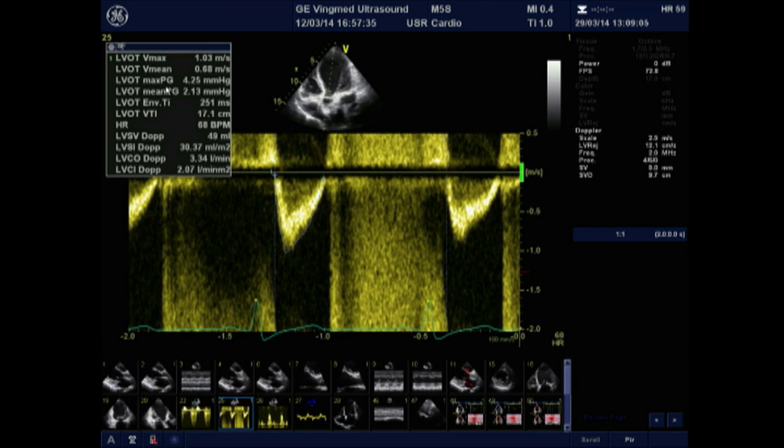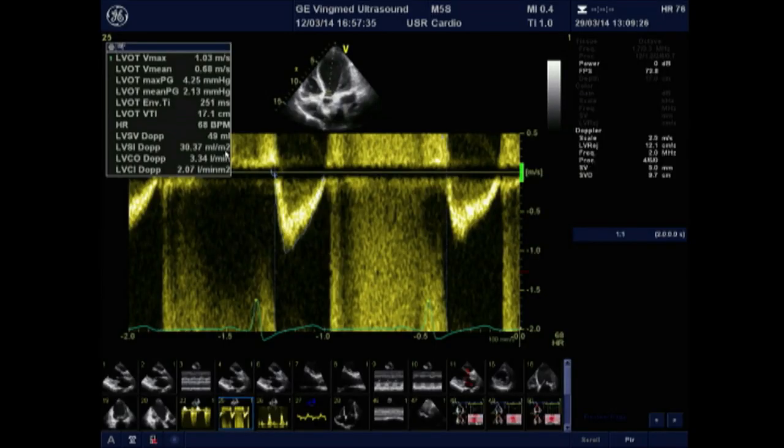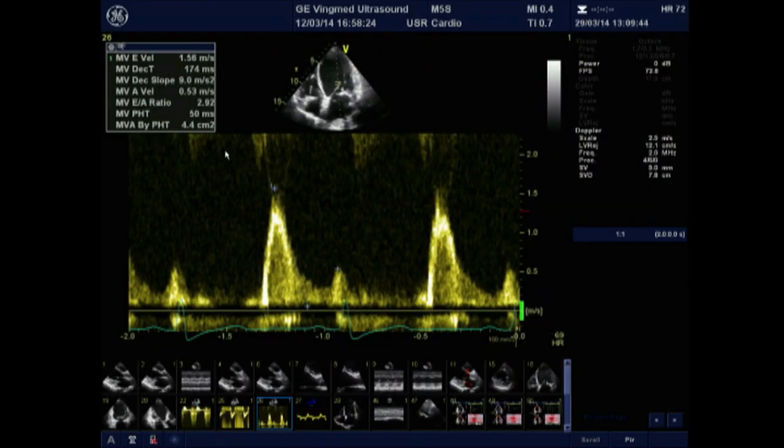In the same view, with a pulsed wave Doppler, sample 1 centimeter below the aortic valve, we can assess the indexed stroke volume, which is about 30 milliliters per square meter. Just to remind you that the normal figure is above 35, so it's a depressed stroke volume. Also in the four-chamber view, we can assess the transmitral inflow profile.